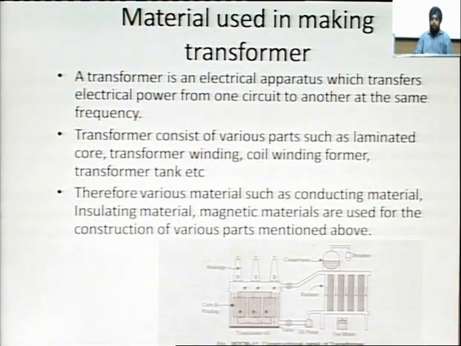Next is material used in making a transformer. So first, what is a transformer? A transformer is a device which transforms electric power from one circuit to another circuit. It steps up or steps down the voltage and the frequency remains the same. Transformer consists of various parts such as laminated core, transformer winding, coil winding, former, transformer tank, etc. Therefore, various materials such as conducting material, insulating material, and magnetic materials are used for construction of the various parts mentioned above.